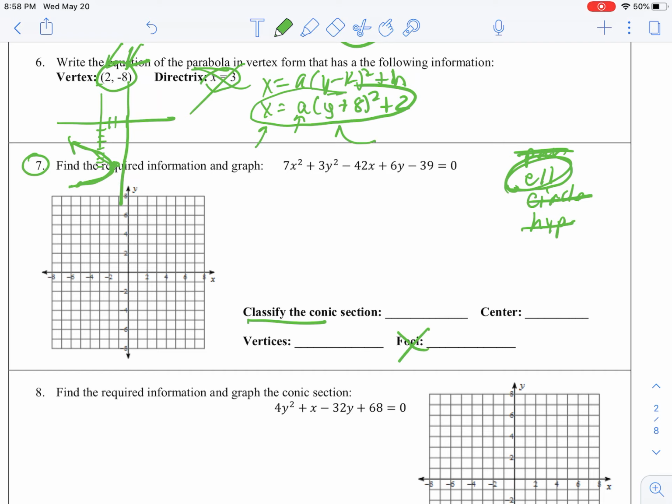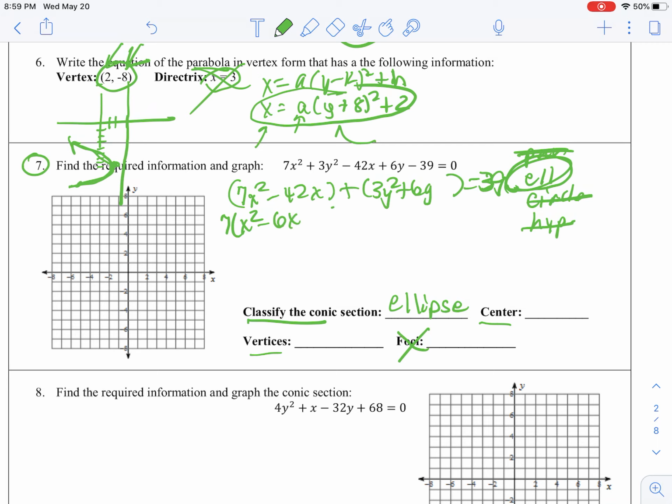Right now I can't really see anything about the center or the vertices, but I do know it is an ellipse. In order to get it out of general form into standard form, I'm going to group my x's, group my y's, and move the 39, the constant, over. Then I'm going to factor out the 7 and the 3.